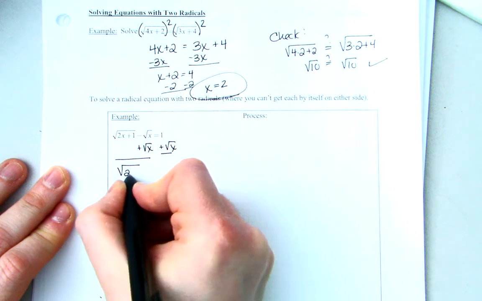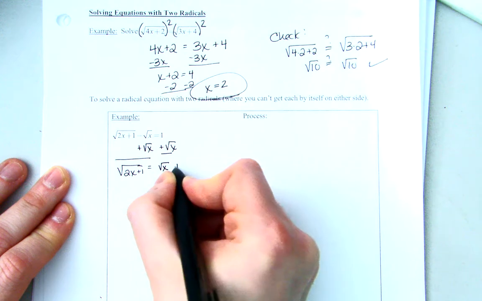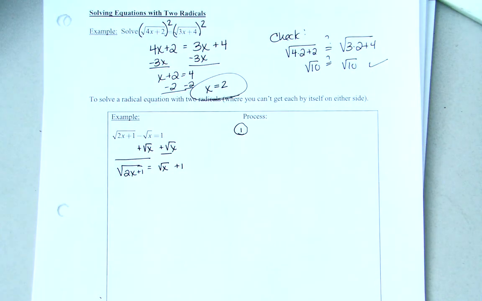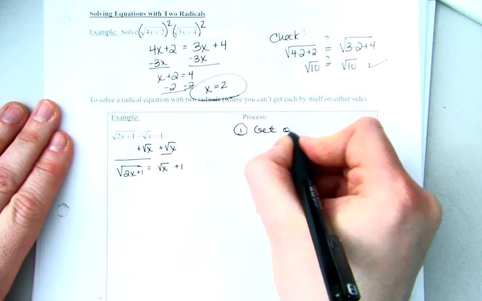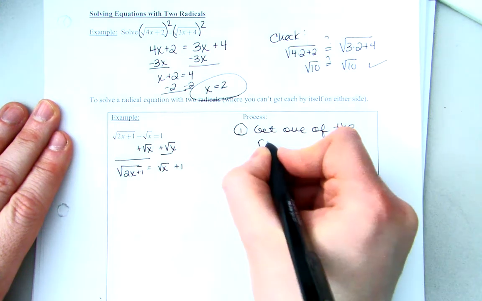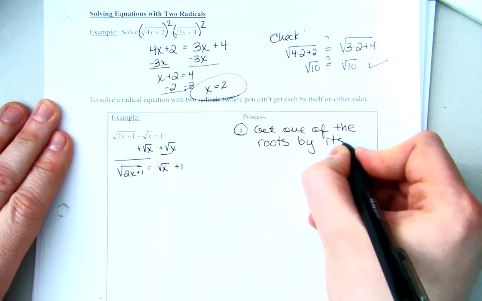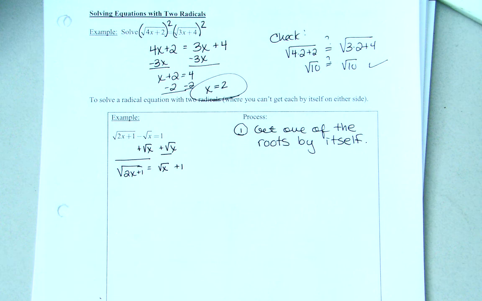And I'm going to get the square root of 2x plus 1 equals square root of x plus 1. And actually, why don't I start writing down the process? Step number 1 is going to be get one of the roots by itself. It was easiest here just to add the square root of x to both sides, although I suppose if you wanted to do more work, you could have gotten rid of the other root, whatever.